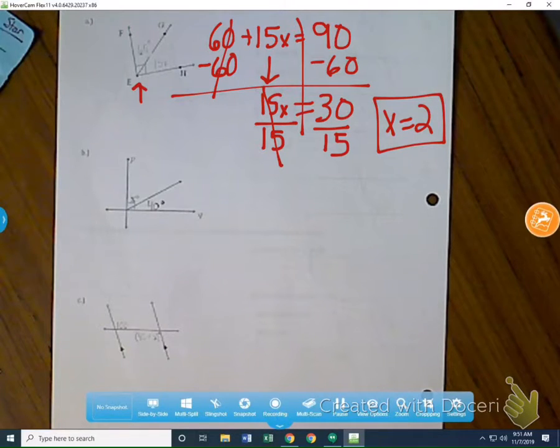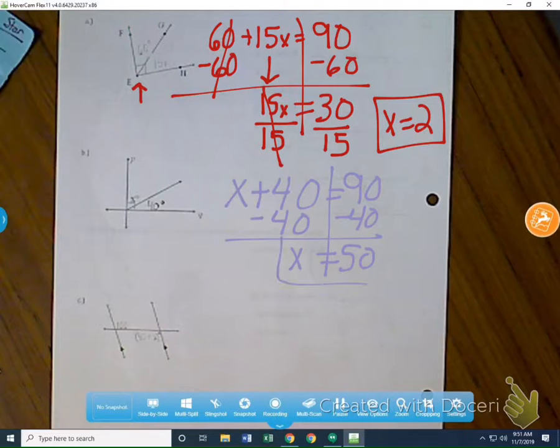What's my equation? 40 plus x equals 90. Good. Subtract 40 on both sides. What does x equal? 50. Now, if you want to check, you can always plug it back in and see if it adds to 90. 50 plus 40 does equal 90.